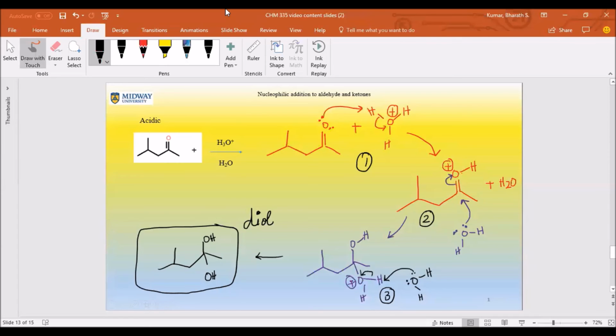I have 2 more videos on this topic, but this is where we end nucleophilic addition of aldehydes and ketones in an acid or base, and I still have ketal formation and Grignard reagent reaction. All right, so stay tuned.